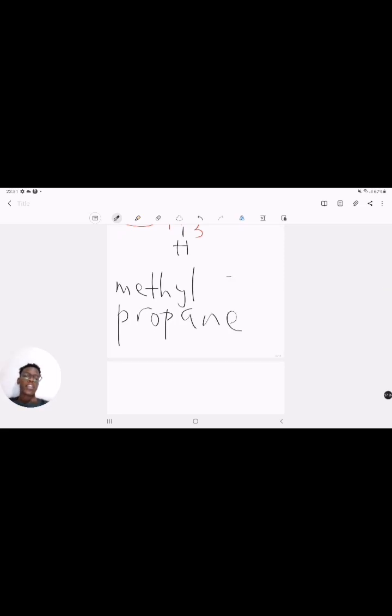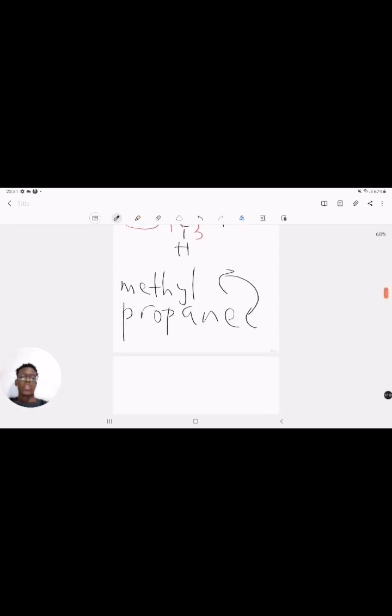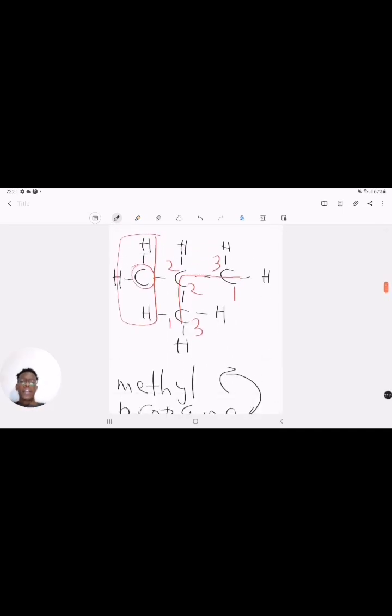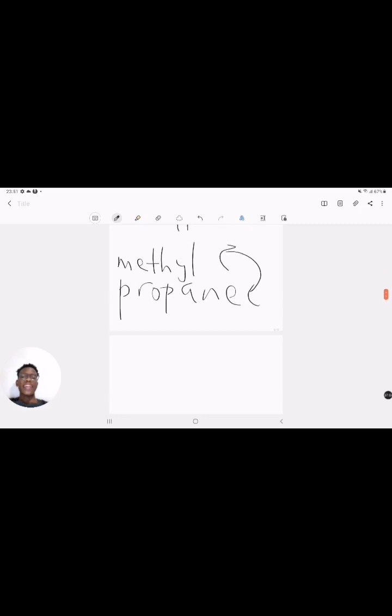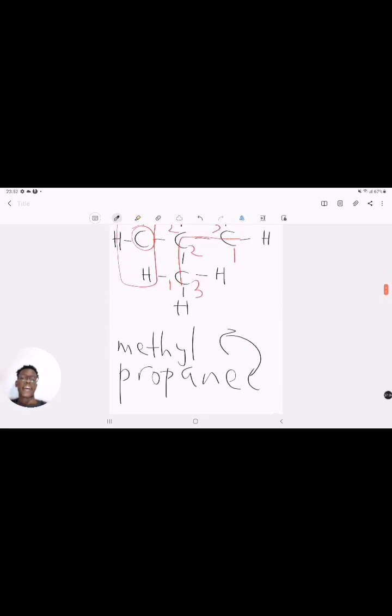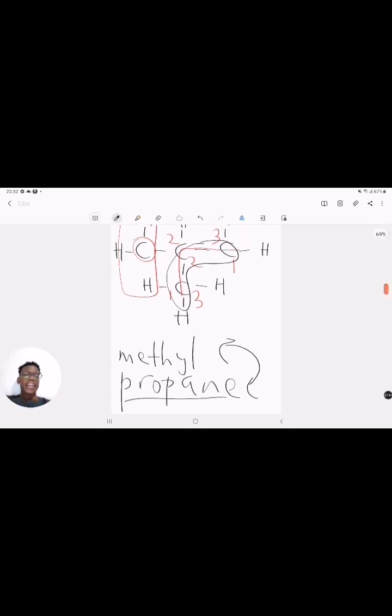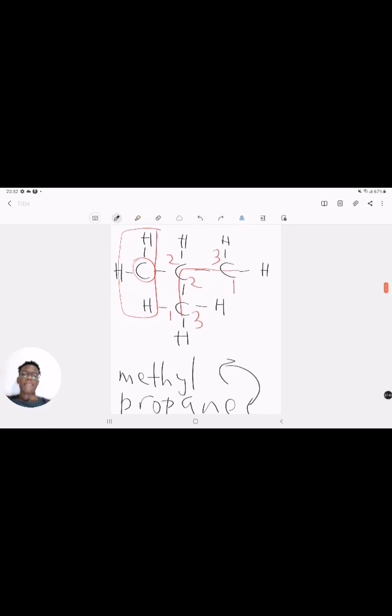Okay, cool. Now I've got two names that I need to combine. How do I combine them? Well, I've got a propane that has a branch of methyl. I've got a propane which forms my parent chain, and attached to that parent chain is my methyl. So on which carbon number is my methyl attached? The smallest number corresponding to the carbon that the methyl attaches to is 2.